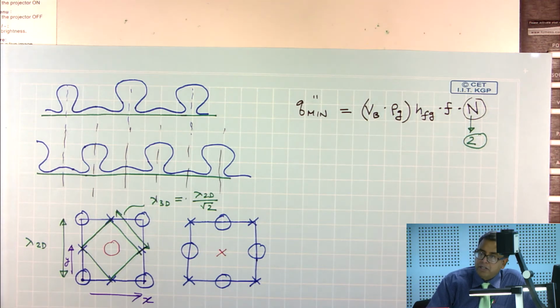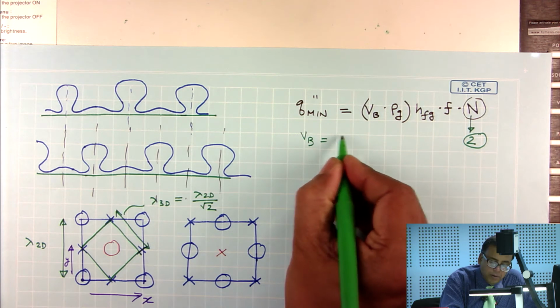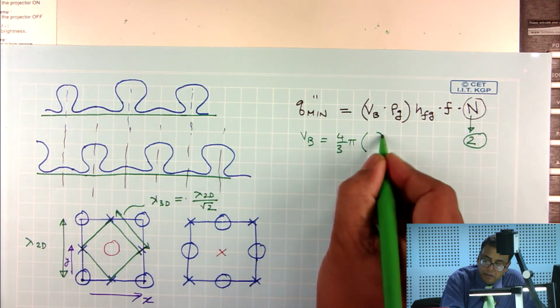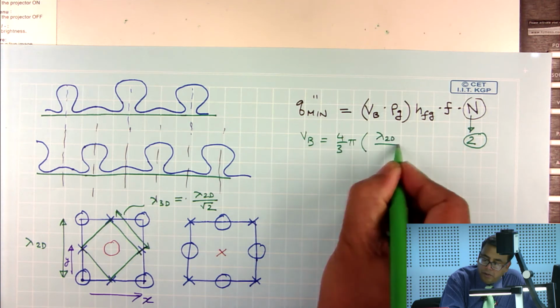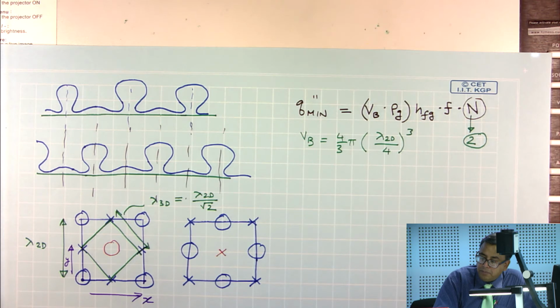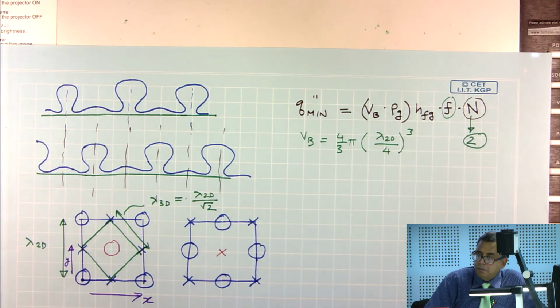Okay, so that resolved this controversy that went on for about 5 years in terms of what is the correct grid size. Okay, so in that case, my VB will be equal to 4/3 pi r cubed, and r is nothing but lambda 2d by 4 cubed. Okay. And so if I go back and substitute these values, but the big question is, what is this frequency f?